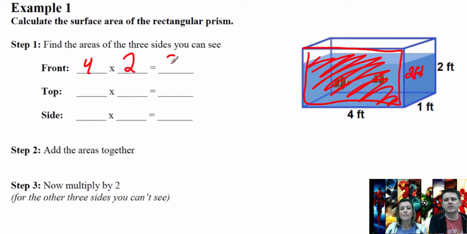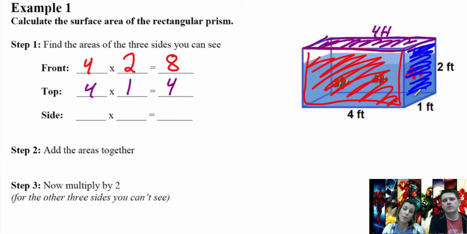All right, then we're going to do the top, which is this side up here. It is, and the bottom, but we're only finding the top right now. 4 by 1. I want to write my measurements up here so they can see it. 4 by 1 is 4. Sides, we got a 1 by 2. So the 4 went with the 2, and the 4 went with the 1, and now the 1 is going with the 2.